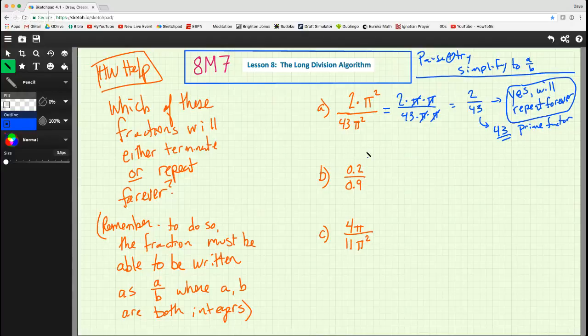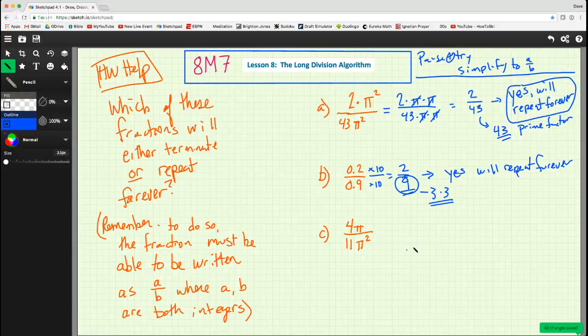Okay, so let's look at this one. Well, this one has decimal numbers, but if we multiply both top and bottom by 10, which is a legitimate thing to do, another name for 1, 10 over 10, we get 2 over 9. So this is yes. We have the ratio of 2 integers, so it will repeat forever. Why will it repeat forever? Because it's got this 9 down here, which is 3 times 3. It's not just 2s and 5s. Okay, let's look at this last one.